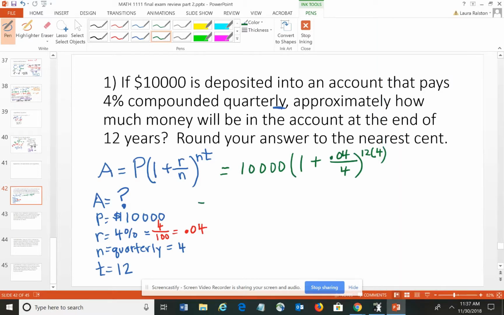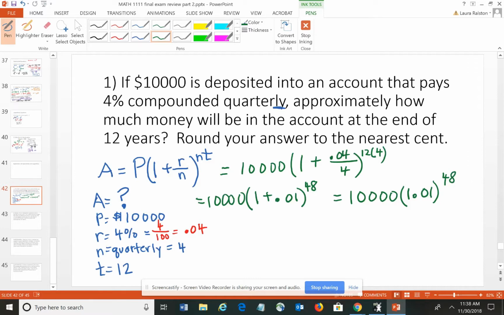So you would have 10,000 times 1 plus 0.01 raised to the 48th power. I can do 12 times 4 in my head. Then I need to add what's in the parentheses. I can do that in my head. So I have 10,000 times 1.01 raised to the 48th power.